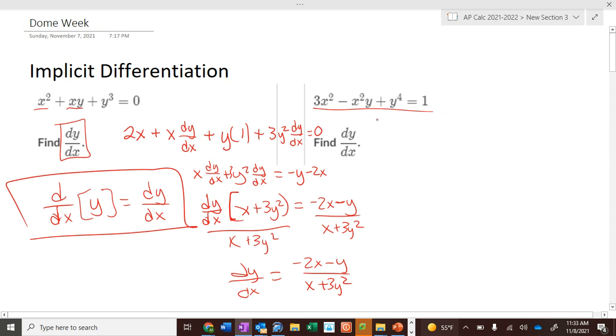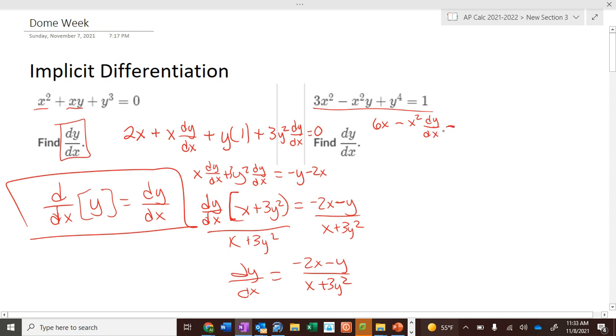Find the first derivative. What's the first derivative of 3x squared? 6x. And it's just 6x. There's no dy/dx on it because there's no y's involved. Then you have to do the product rule for the next part. So it's negative x squared. What's the first derivative of y? dy/dx.